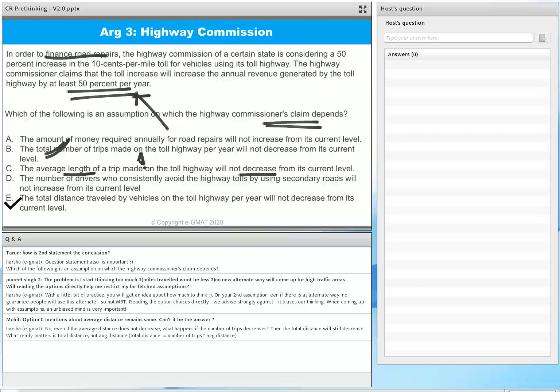Now, coming back to this, can you now appreciate the must be true nature of an assumption? Can you now see how, if you ask the pre-thinking question, how if you visualize the conclusion and the answer choices, the correct answer just jumps out at you?